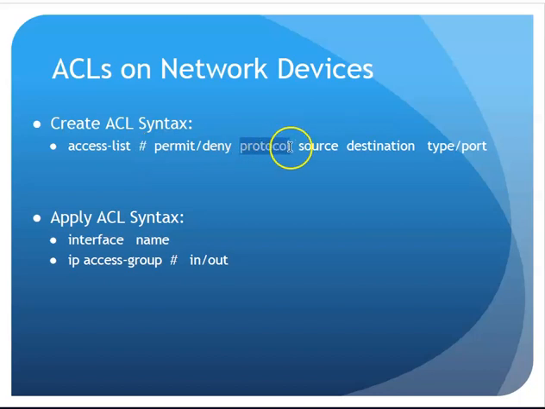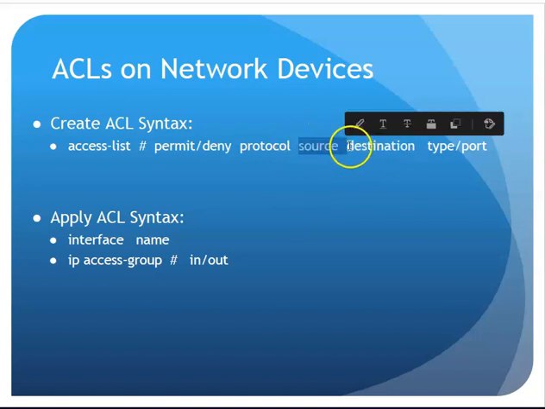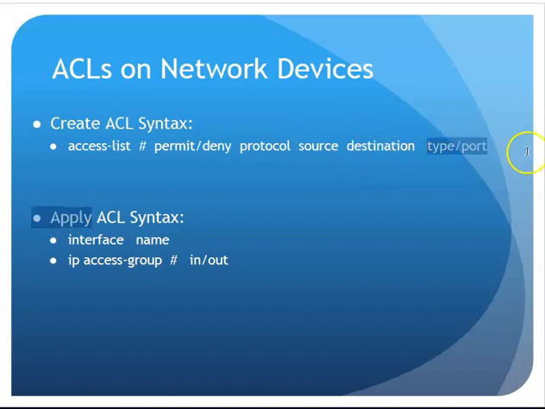followed by the protocol. This would be either IP, TCP, UDP, that kind of thing, kind of like the protocol umbrella. I then indicate the source network, followed by the destination network: where are you coming from, where are you going. Then I would get specific on the type of protocol. In this case, it's usually a port number, for example 80 for web traffic or 443 for HTTPS traffic.